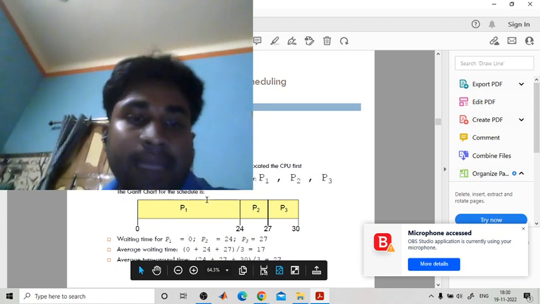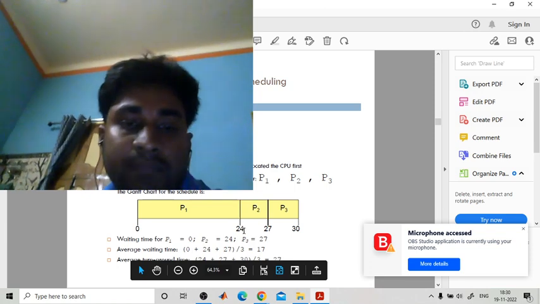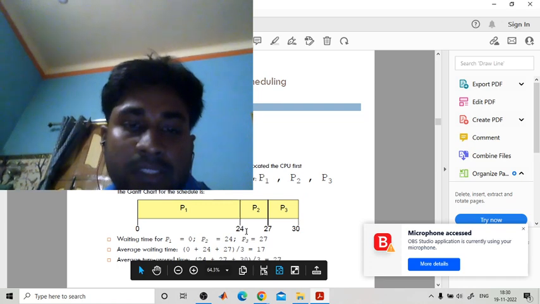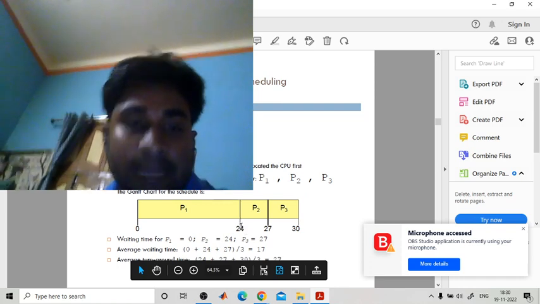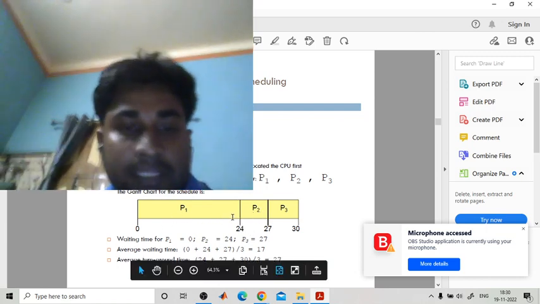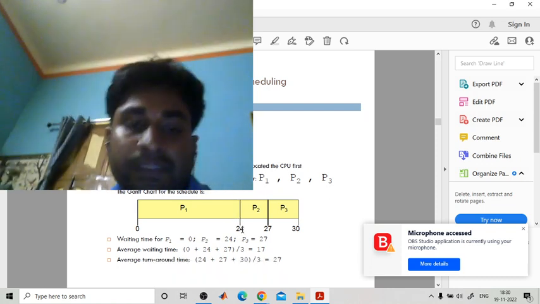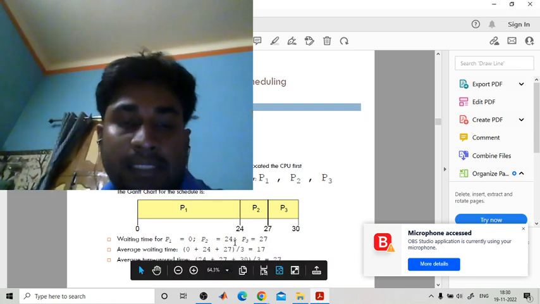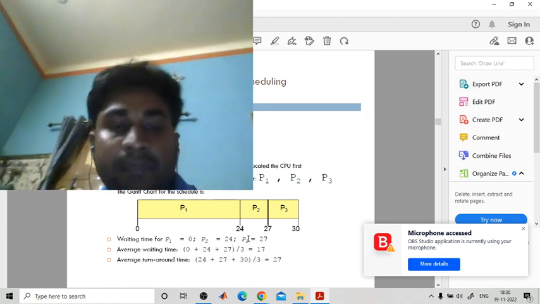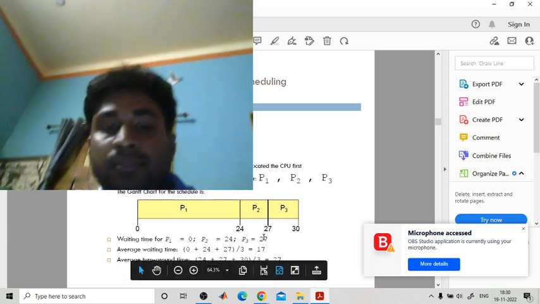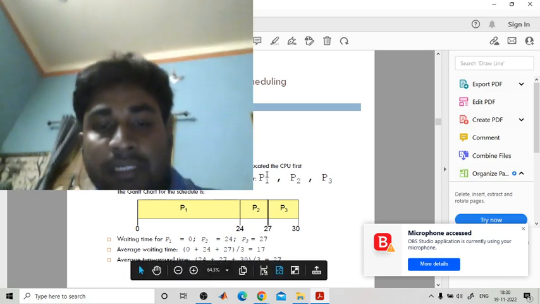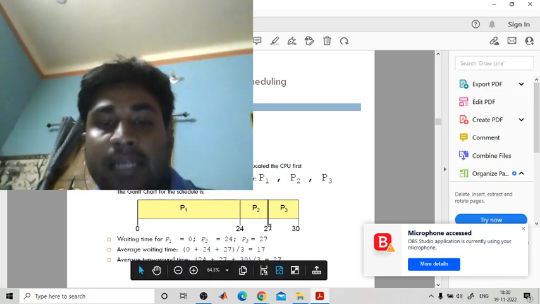And the waiting time for the process P2 will be: P2 came at 0 milliseconds and started execution from 24 milliseconds. That means up to this entire time the process P2 has waited in the ready queue. Therefore 24 minus 0 will be the waiting time for the process P2. And for the process P3, the waiting time will be 27 minus 0 because P2 will execute for 3 milliseconds. After that P2 will leave and then P3 will start its execution.